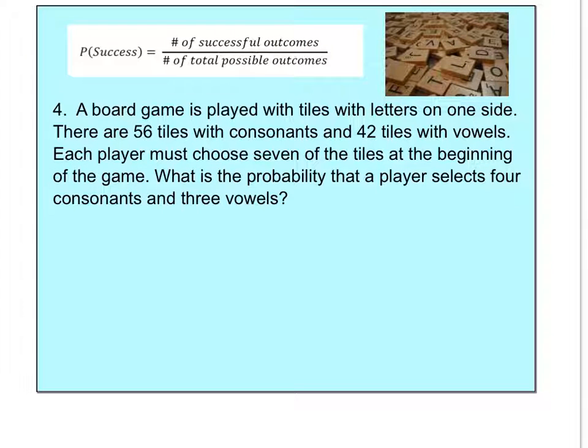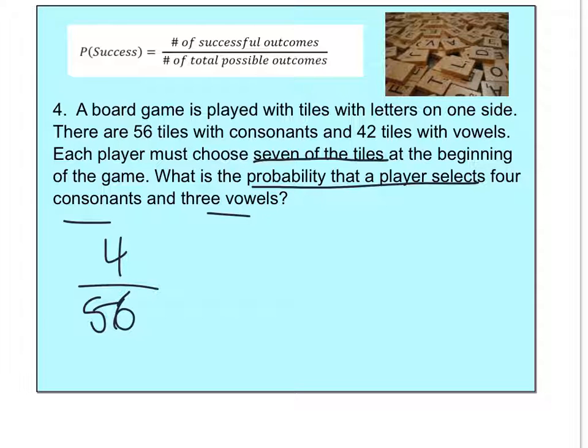So a board game is played with letter tiles, 56 tiles, 42 tiles with vowels, 56 consonants. You have to choose 7 of the tiles. What's the probability that a player selects 4 consonants and 3 vowels? So I'm going to take 4 out of 56. I'm going to multiply it by 3 out of 42. All right, because it says and. If it said or, I'd say plus. But if it's and, I'm going to multiply those two.